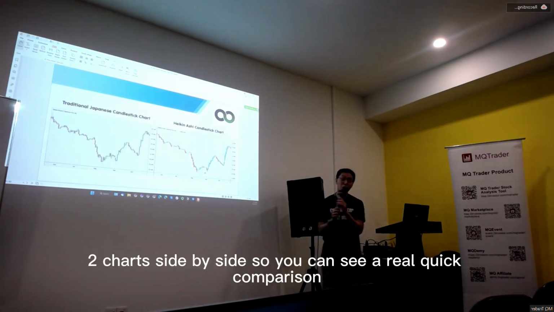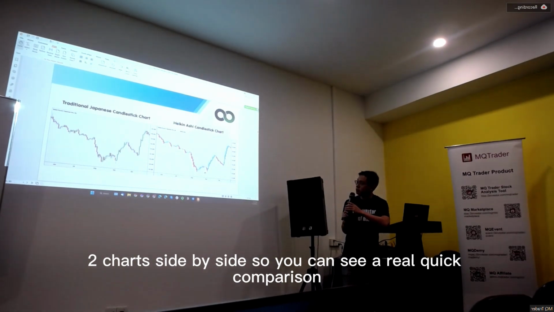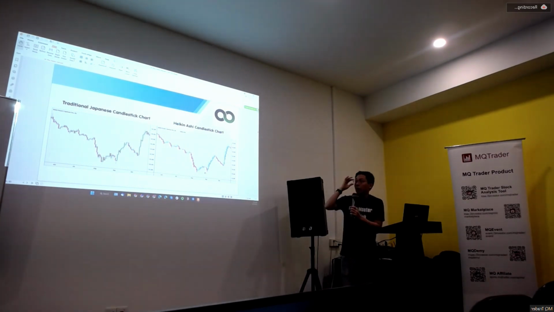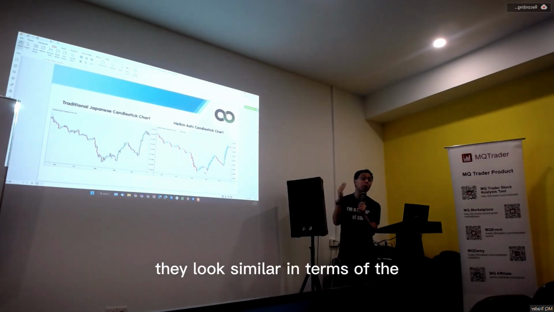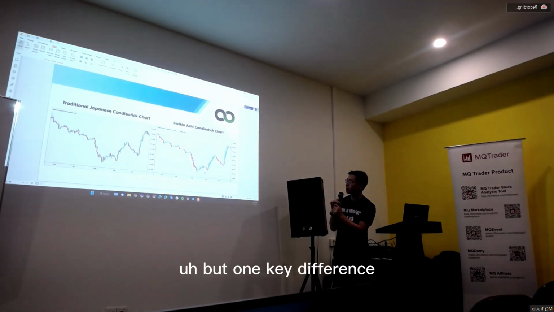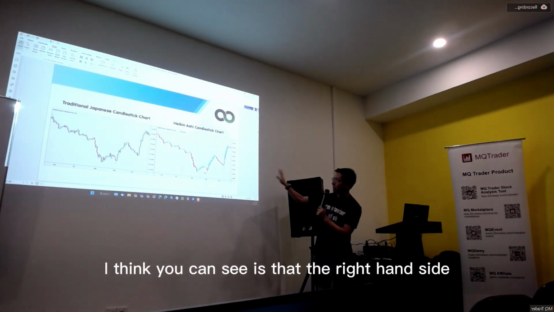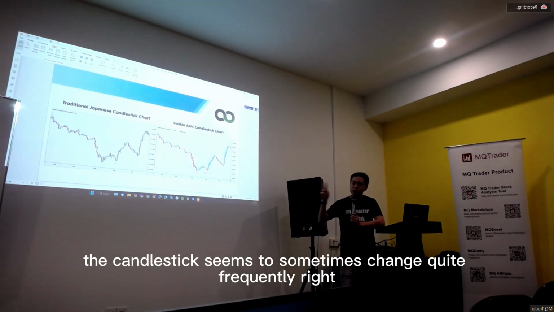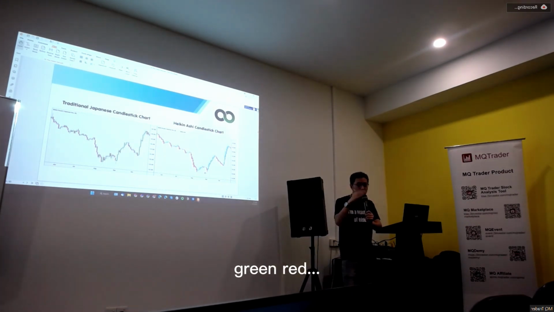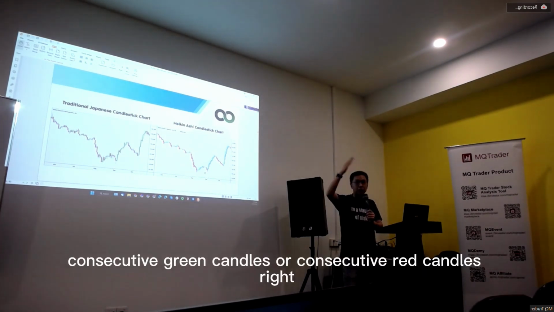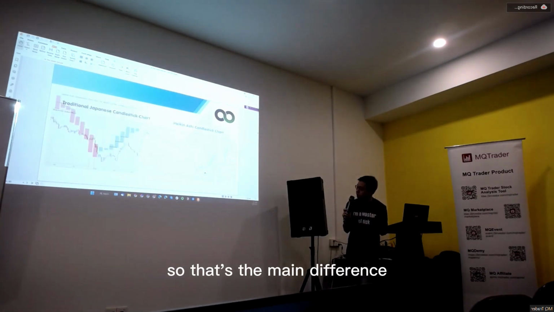Now, I'll put two charts side by side so you can see a very quick comparison. On the left is your traditional candlestick, and on the right is your Heikin-Ashi. They look similar in terms of the overall direction. It makes sense because they are basically price movement. But one key difference you can see is that the right-hand side Heikin-Ashi chart, the color looks neater. The candlestick seems to change quite frequently, right? But in Heikin-Ashi, you see nicer consecutive green candles or consecutive red candles. So that's the main difference.